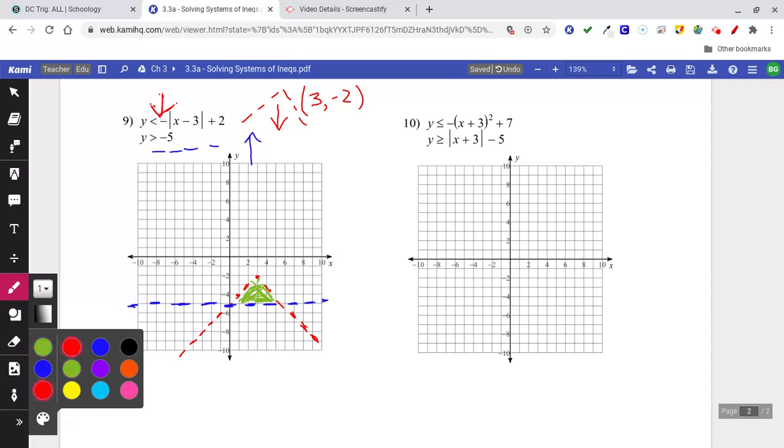Number 10. I see, what is this? A parabola shape. There's a flip, so it's going to be an upside down parabola shape. We can see the vertex is -3, 7. And it's a flipped parabola. It's a solid line. You can see less than or equals, so solid line and shade down. -3, 7. Down 1 and over 1. Down 3. Down 5. Down 7. Looks like that. Solid line.